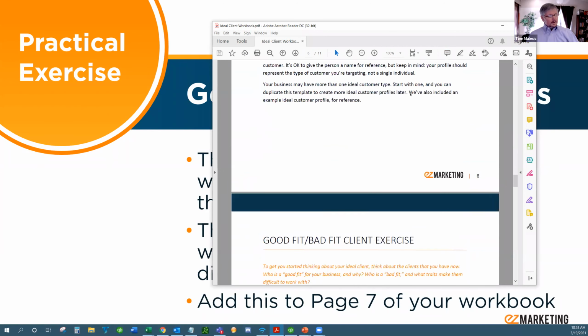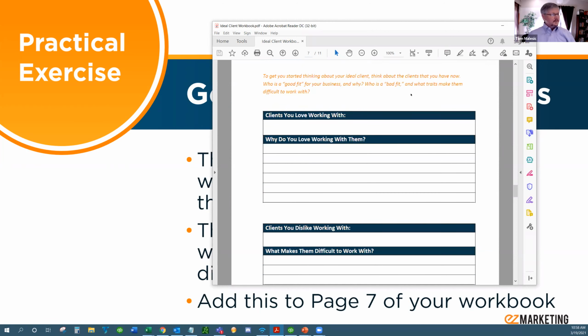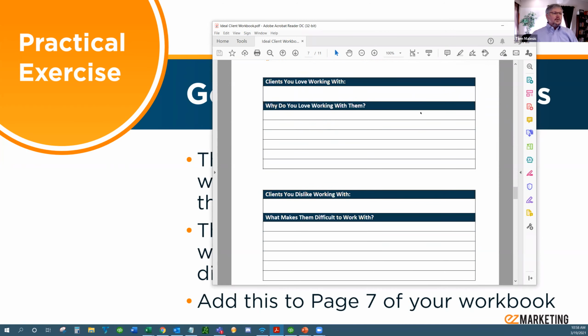Right, we've got some more information here so that you can read it after the fact. And so I want you to write down clients you love working with and why you love working with them. You can even write their name down. Sometimes it helps me if I think of the exact person I'm thinking of and what it is that I really like about helping them with their marketing.